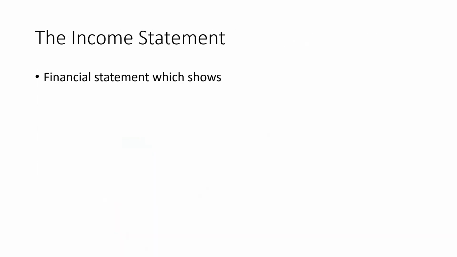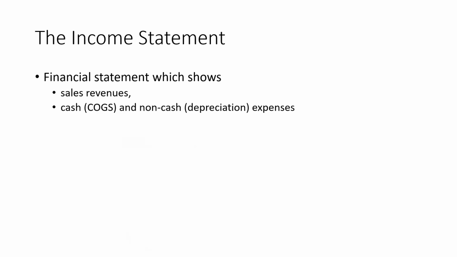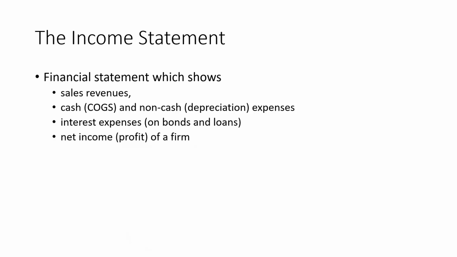Now let's move on to the income statement. It's a financial statement which shows revenues, cost of goods sold, which is cash and non-cash. So non-cash is depreciation, which we don't really pay, interest expenses on bonds, term loans, etc., and the net income of a firm. So essentially it is the revenue minus expenses and all other payments made, including tax to the government, interest to the lenders, and expense payments to various suppliers, etc. The profit that is left is available for shareholders to appropriate.